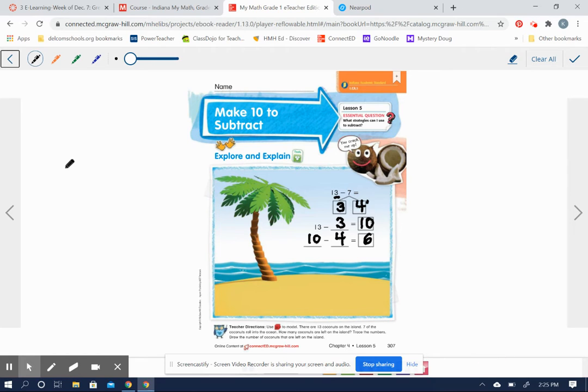So when you look at this little formula here, we have a 3 in this box and a 4 in this box. So we're subtracting 3 from 13 and we're subtracting 4 from 10 in order to come to our final conclusion that 13 minus 7 equals 6. Okay, let's go ahead and move on to the next page.